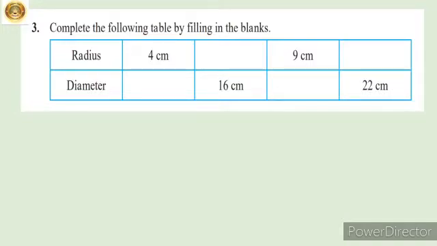Let's move on to question number 3. Complete the following table by filling the blanks. Now, in the first row, radius is given and in the second row, diameter is given. Now see, the radius of a circle is 4 centimeter and you have to find out its diameter. Diameter is equal to radius multiplied by 2. So 4 centimeter multiplied by 2, 8. So the diameter is 8 centimeter.